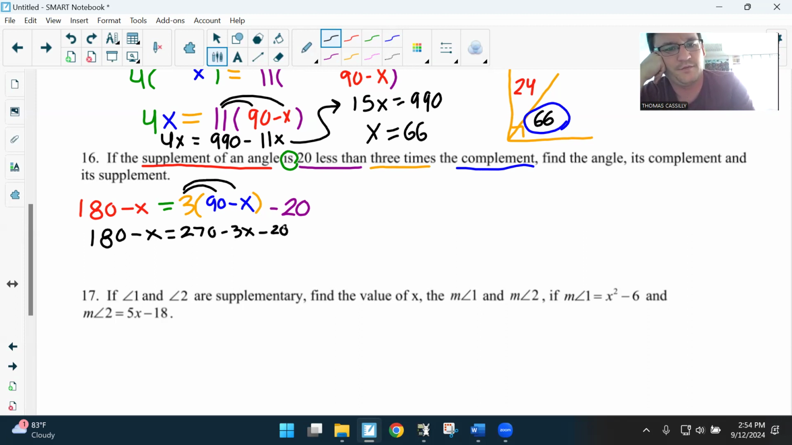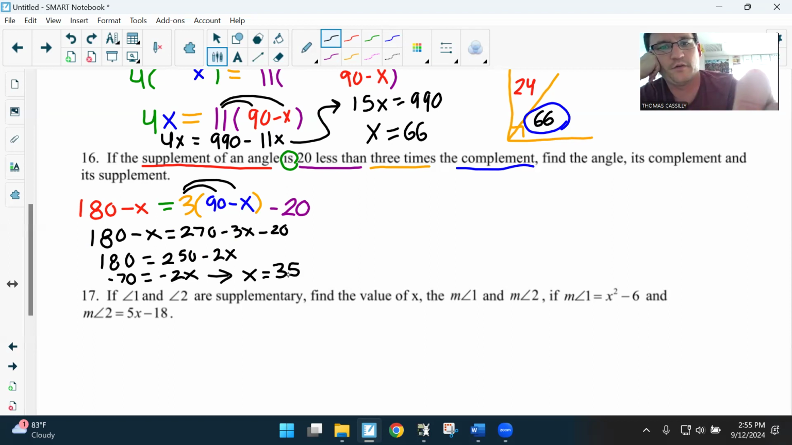All right, let's see here. I'm going to start moving some stuff around. So I'm going to say 180 equals 250 minus 2x. And then 250 minus 180, that's 70. So we're going to have negative 70 equals negative 2x. Therefore, x equals 35.